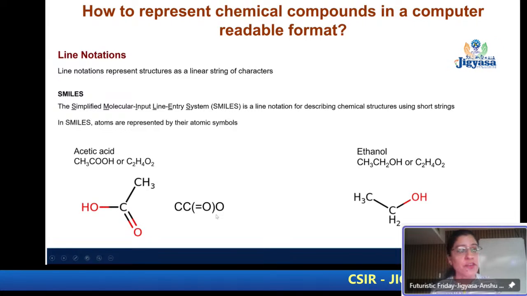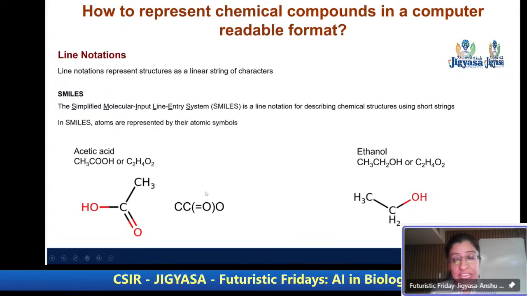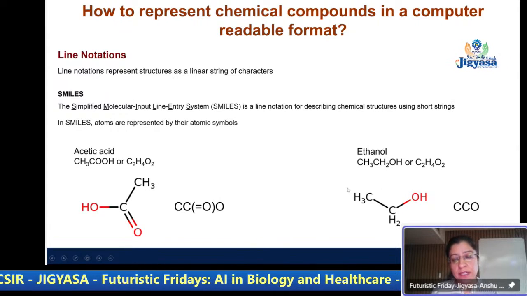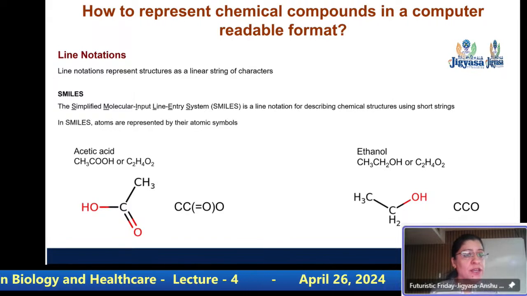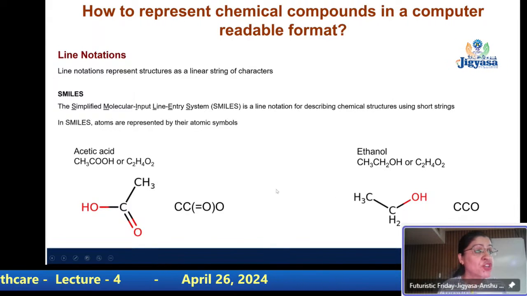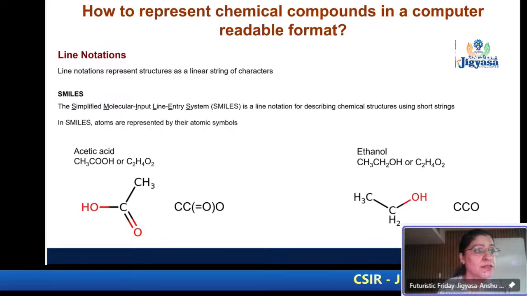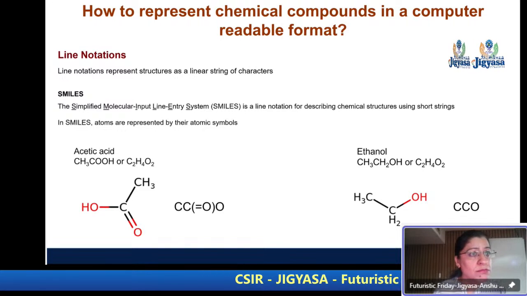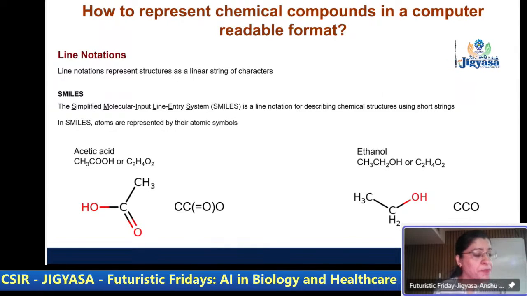Okay? Look at another example, ethanol. What is the SMILES of ethanol? Even simpler. CCO. So imagine what you did. You have actually converted something from a 2-dimensional structure into a single-dimensional string. So far, so good? Any confusion? Right now it's simple, right?